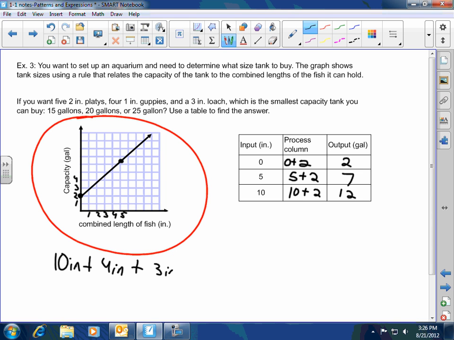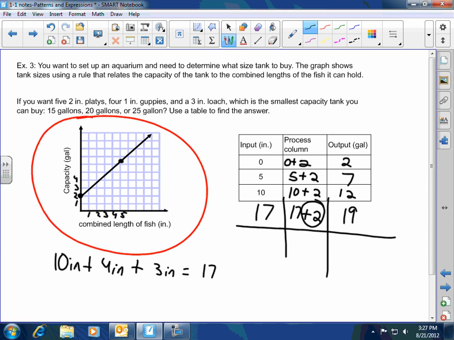So that's 3 inches, and that's going to be 17 inches. So when we add to this table here, we've got our input of 17 inches of fish, plus our 2 to process this. That is our function rule right there. We're adding 2 every time, and we're going to need an output of 19 gallons.